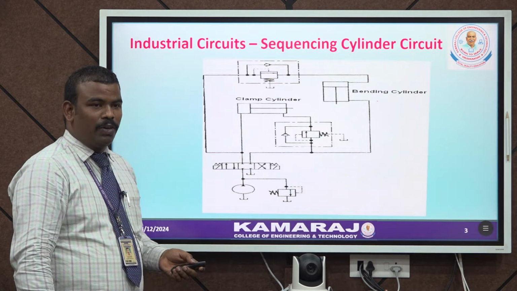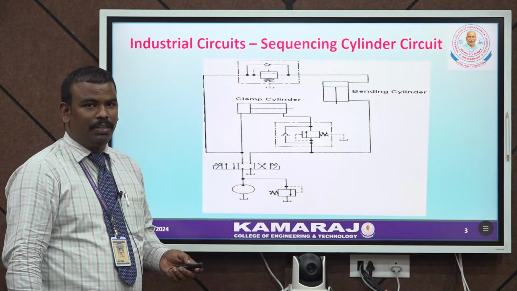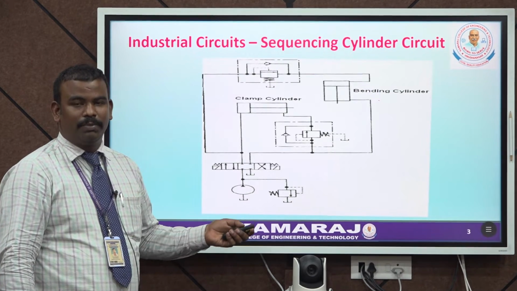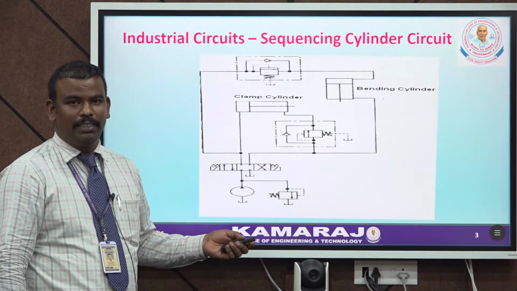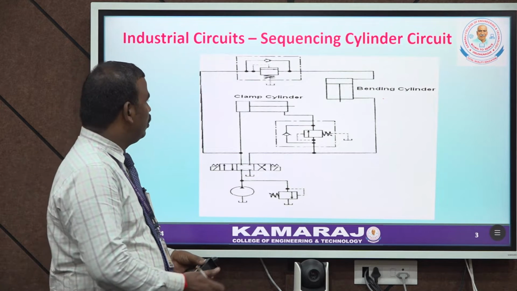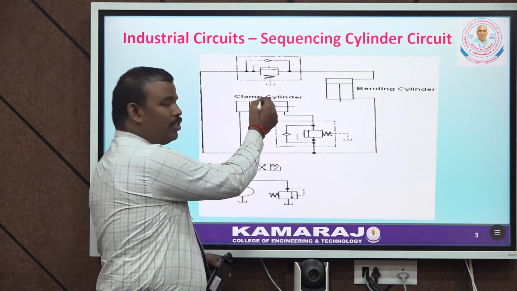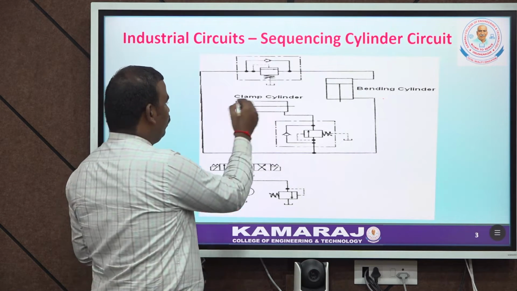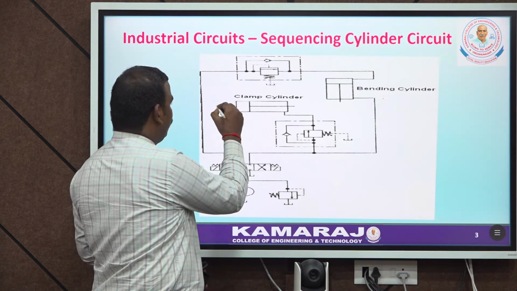This is one application of a sequential circuit in industries. It is mainly used in sheet metal bending industries. The first cylinder is used for clamping purposes. So consider cylinder A for clamping purposes.